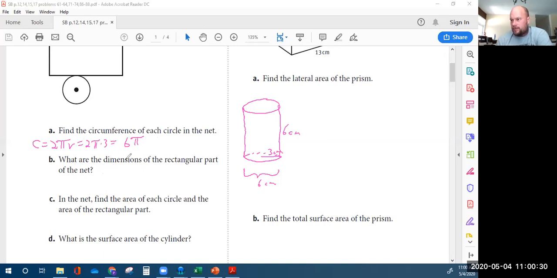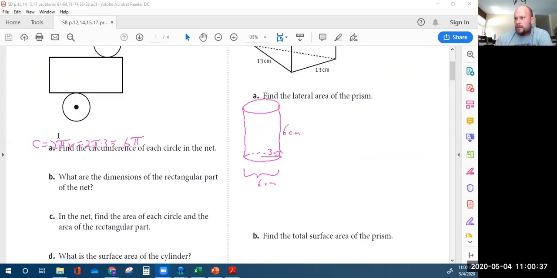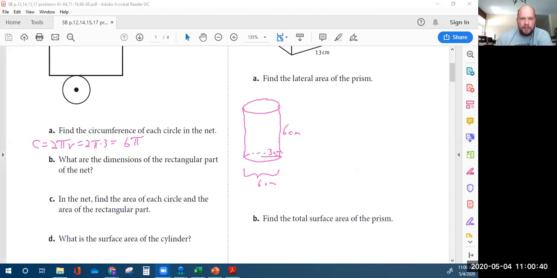What are the dimensions of the rectangular part of the net? Or let me just make sure that we don't have to. Yeah, it doesn't say anything about using 3.14, so I'm not going to. I'm just going to use terms of pi. So the rectangular part of the net is made up of, again, that shape that's up there. This part here is the same as the circumference of the circle, because this has to wrap around that bottom piece. So dimension here is 6 pi, and the height which they gave us was 6. So the dimensions are 6 pi and 6.